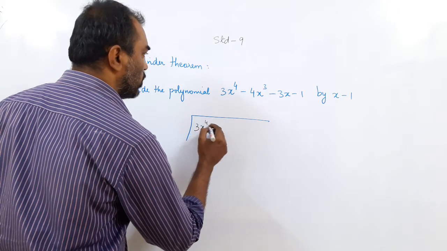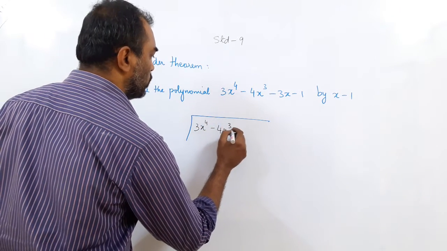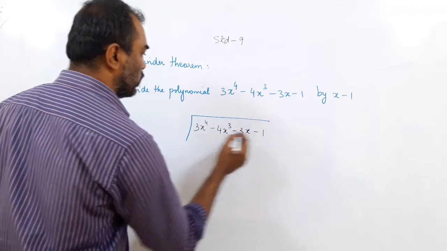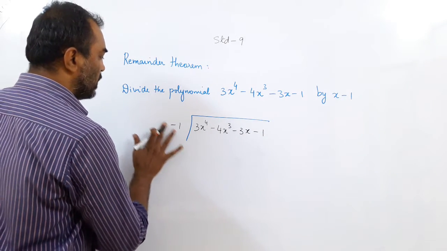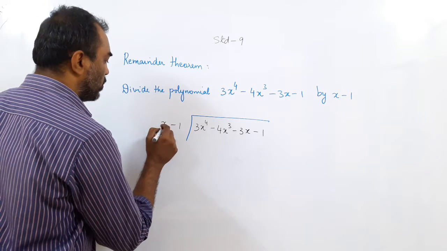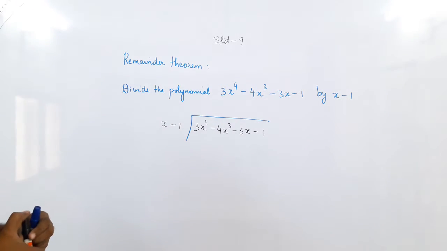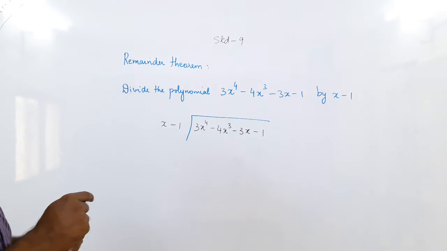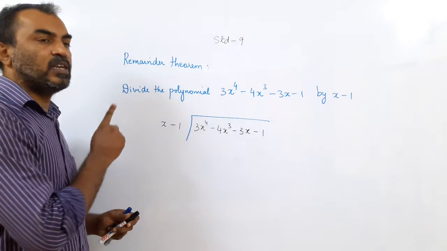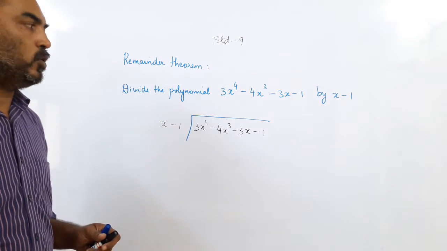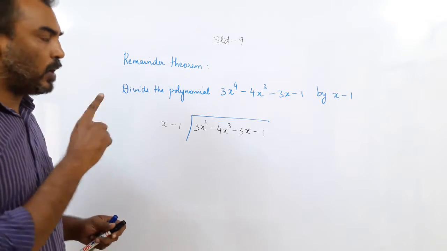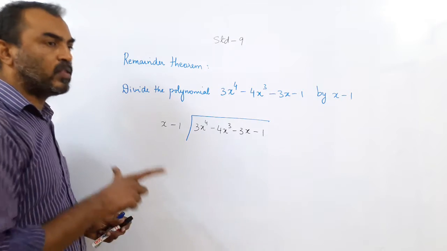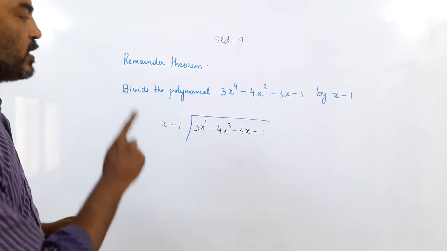Divide 3x raised to 4 minus 4x cube minus 3x minus 1 by x minus 1. Now remember, this long division method may be new to you. So follow me closely, step by step, and practice in your book. The previous sums which I have done, you can first see the video and then try the sums on your own without looking, and see if you are able to do it. Because this might be a new method for you and you will need a lot of practice to understand it.